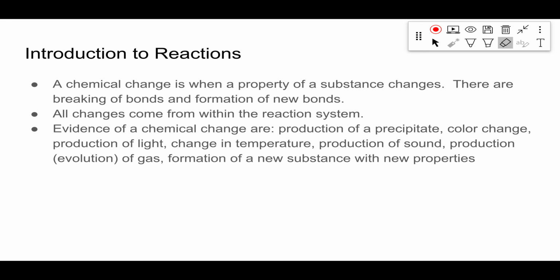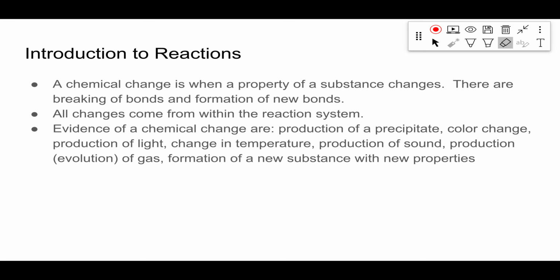Production of light. Again, this is light that wasn't there. So when we light a Bunsen burner and we see that flame, that is a chemical change because we are producing light that was not present. Fireworks are an example of this. The light has to be coming from a chemical reaction.